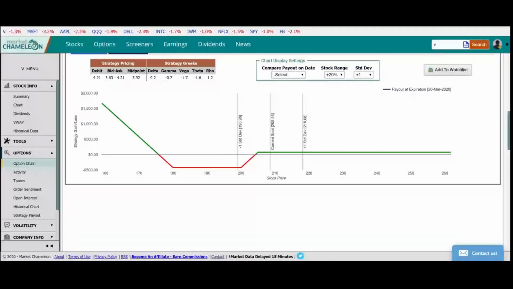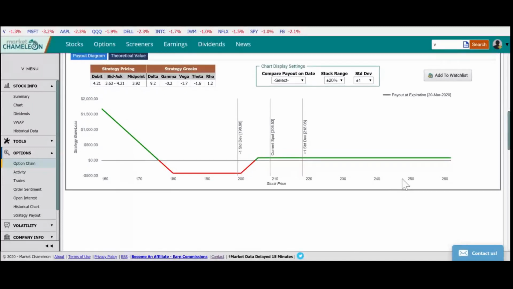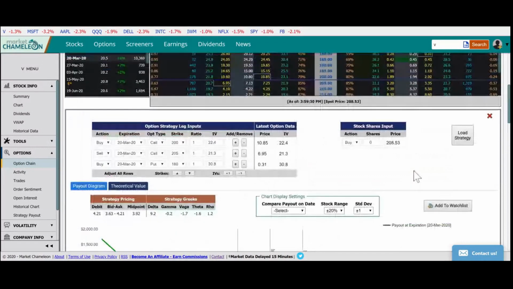So to get to the other question, when do you close out? When we price options, we're really pricing it based on what we think it's worth holding it to expiration.